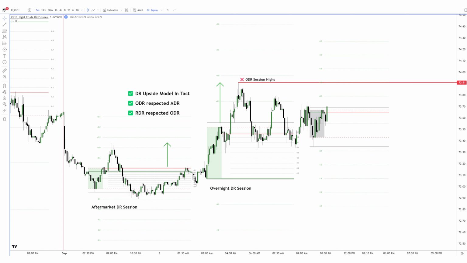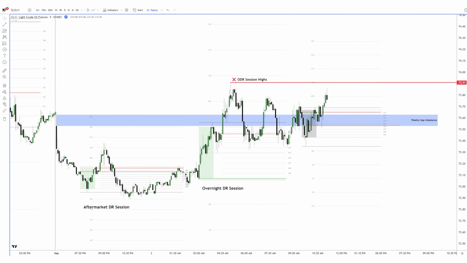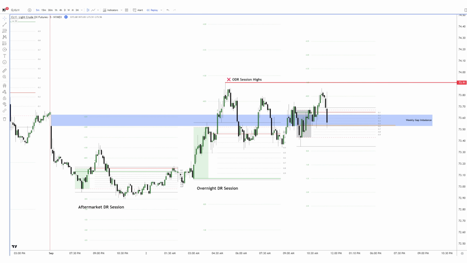For an upside expansion model to happen, we want every session to take out the previous session's high. That makes the ODR session highs already a low-hanging fruit target, which also lines up with the 1 standard deviation level. Now here's another great detail. We have a weekly gap imbalance lining up perfectly in addition to the long confirmation and possible DR upside expansion model. At this point right here you have a beautiful setup for a potential 5R with several confluences.